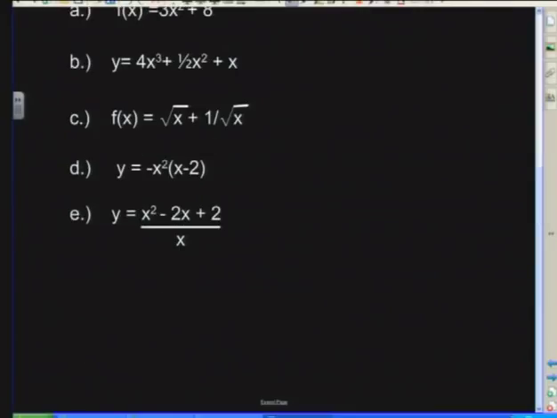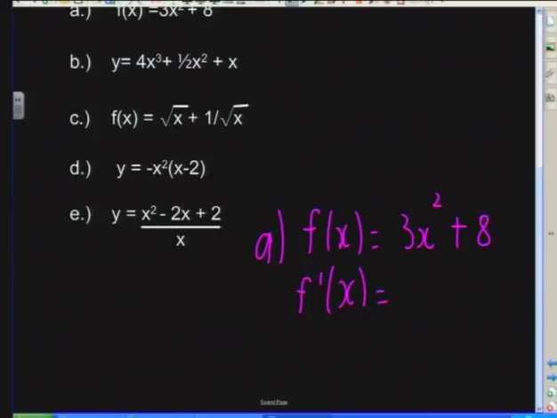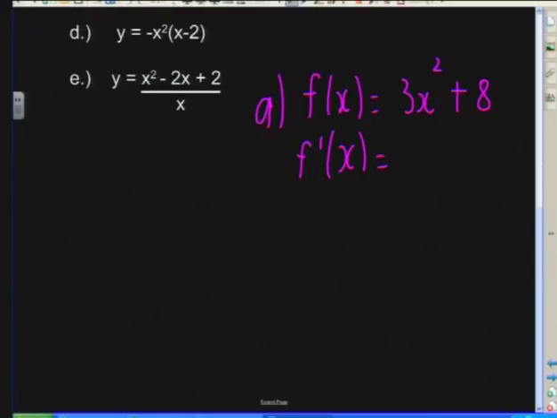Okay, I'm going to try and get through as many as possible. So let's look at the first one. We are asked to find the derivative of f of x is equal to 3x squared plus 8. All right, so we set it up: the derivative of f at x is equal to, now we're going to use the power rule. So the power rule says, okay, let me write it down for you again.